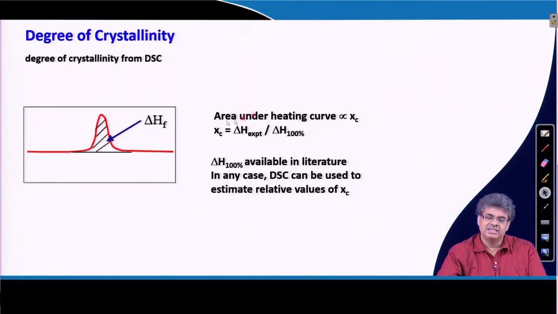We can also use DSC. From DSC, from the melting curve, from the area under the curve, we can get the value of the enthalpy of melting for that particular sample, and if we can calculate the enthalpy of melting for the pure 100% crystalline polymer from the knowledge of crystal structure, then from the ratio we can get the value of degree of crystallinity. This is very important because degree of crystallinity determines, to a high extent, the properties of semi-crystalline polymers.